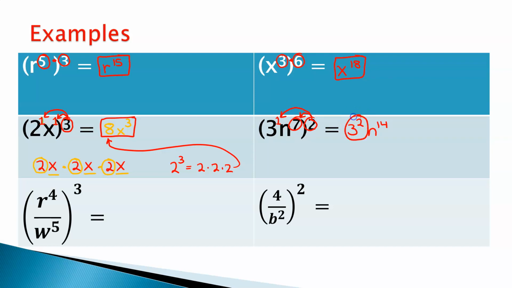But we can even do better than 3 to the 2nd power. What's 3 to the 2nd? That means 3 times 3, which is 9. That would turn into 9n to the 14th.